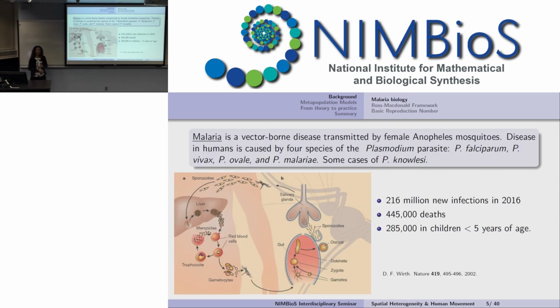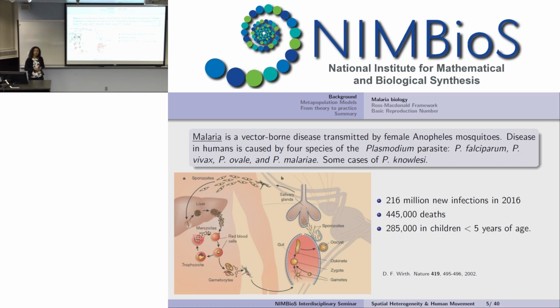So malaria is a vector-borne disease transmitted by female Anopheles mosquitoes, and the disease in humans is caused primarily by one of 4 species of the Plasmodium parasite: Plasmodium falciparum, vivax, ovale, malariae, and then there are some known cases of knowlesi in humans. So this requires both the vertebrate host, such as a human, and mosquito to complete a full life cycle.